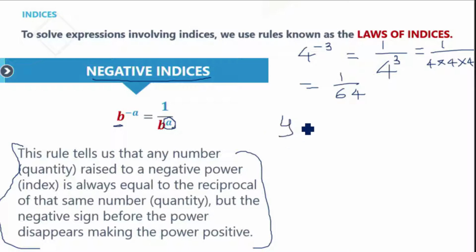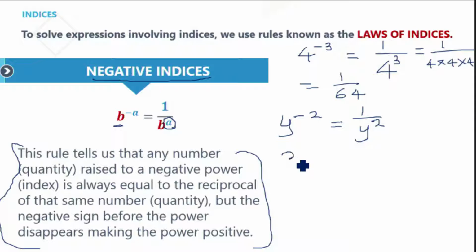Okay, let's take another example. y raised to the power minus 2. The rule on negative indices says that we take the reciprocal of the number, 1 over y. That's the reciprocal of the letter here. So raised to the same power, but the negative sign disappears. All right, so this is what this is.